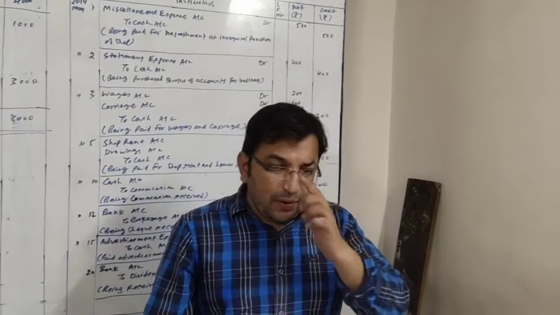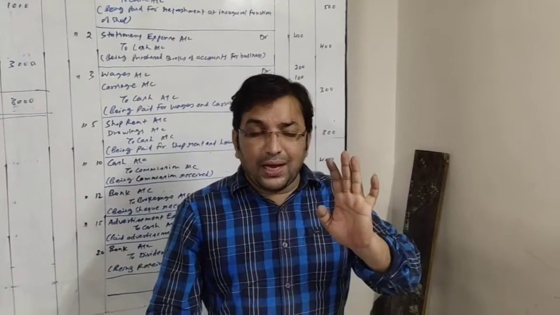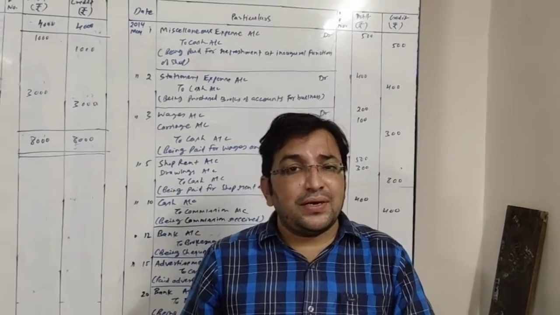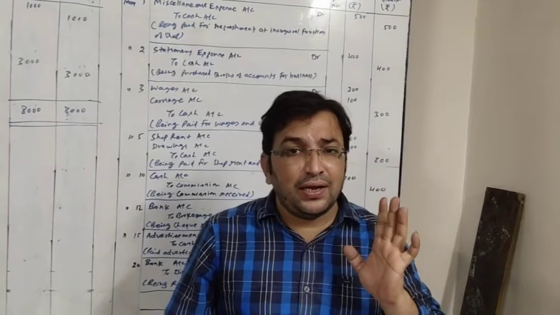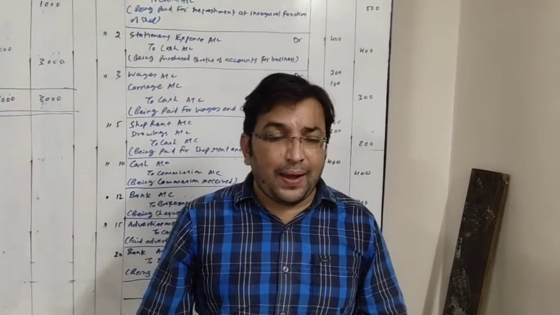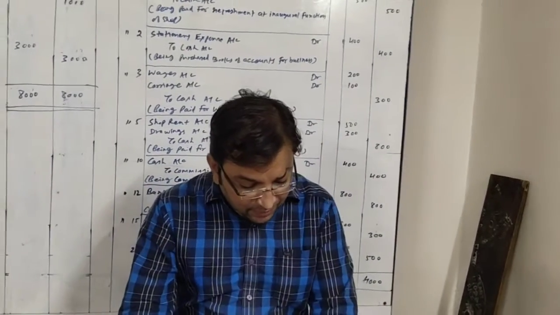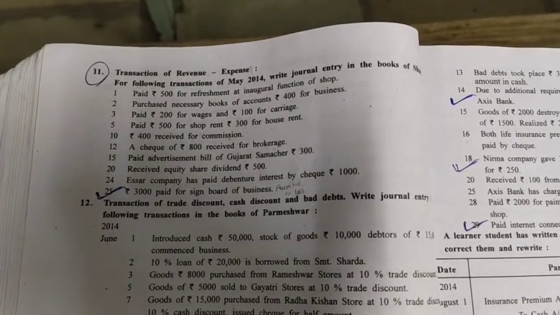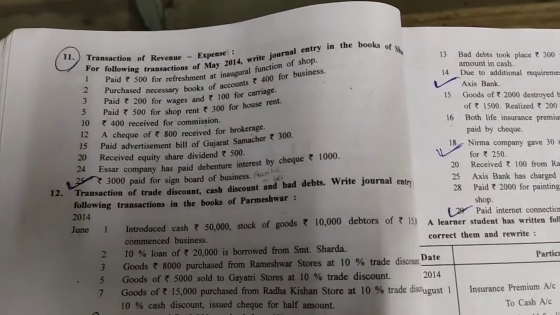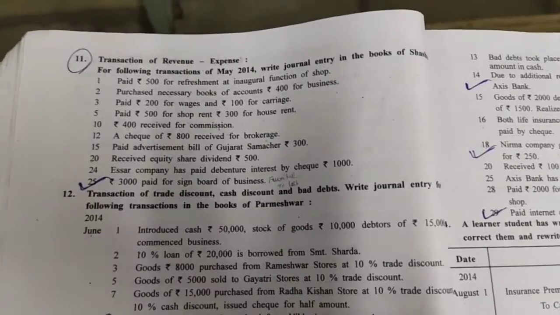Now we very well know expenses and incomes are nominal accounts, and we know the rule: debit all expenses and losses and credit all incomes and gains. So maximum use of this rule is going to be applied in this particular sum. Let's have an idea about some transactions of revenue expense. For the following transactions of May 2014, write journal entries in the books of Shashank.